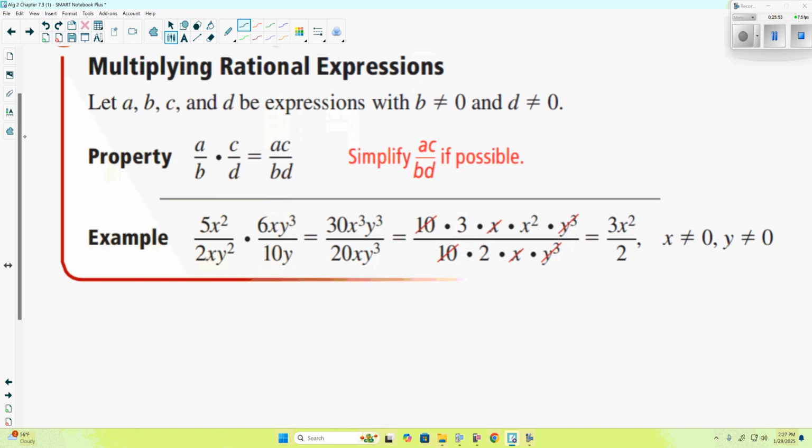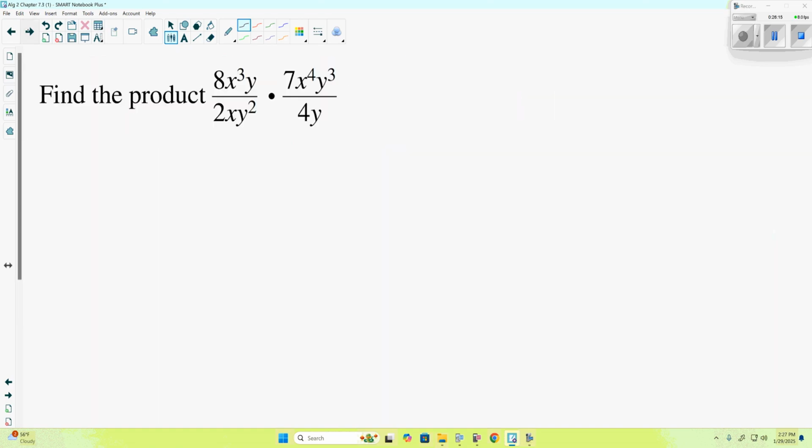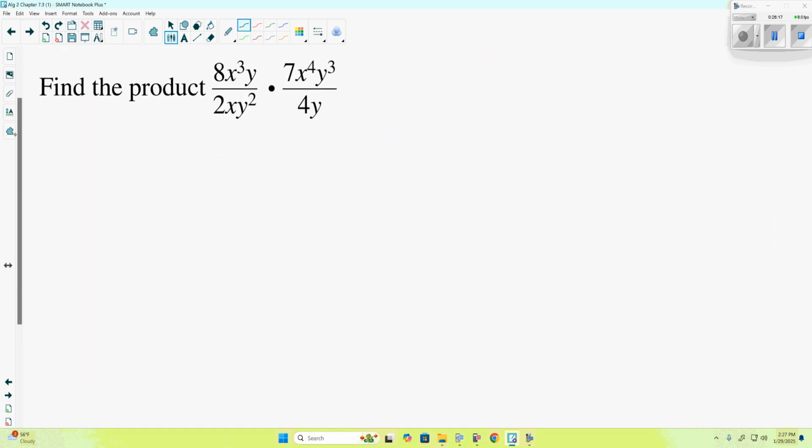Multiplying rational expressions. Let A, B, C, and D be expressions with B and D different from 0. We just can't divide by 0. So if I have A over B times C over D, top with top, bottom with bottom, and then simplify if possible. And we have this here. Now let's look at this first one, because I think it's going to be easier to look at the first one than it is to try to break it apart in the example there.